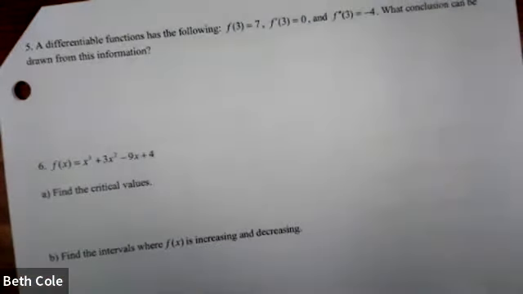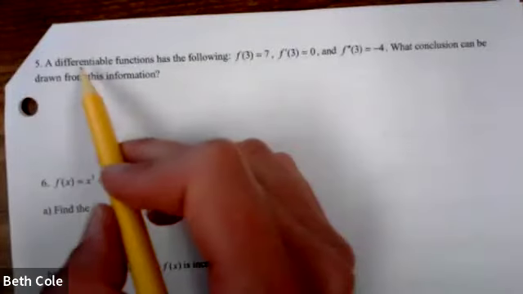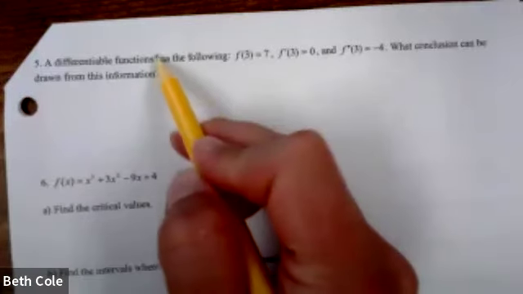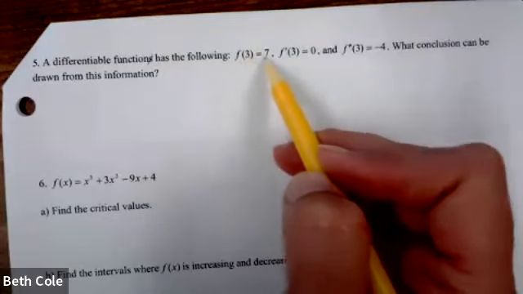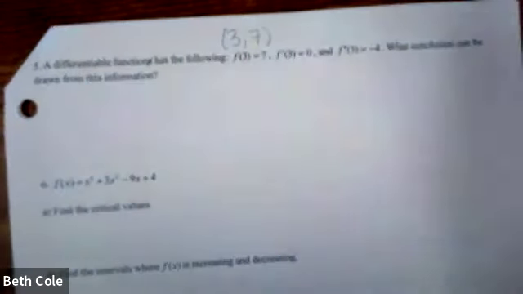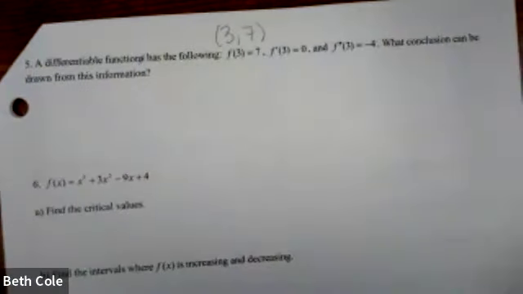All right, we're going to just pick and choose a couple of these because I won't be able to do them all. And some of this is a repeat of the first derivative test. A differentiable function has the following. f of 3 equals 7. That simply means you have the point (3, 7). That's all that means. I prefer it as a coordinate point, so that's how I'm going to write it.